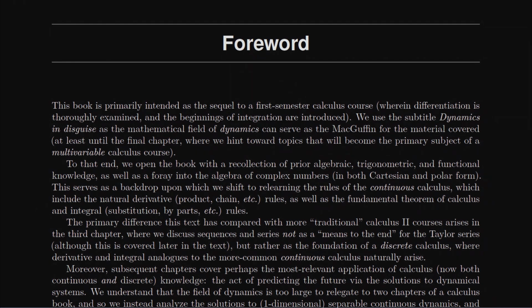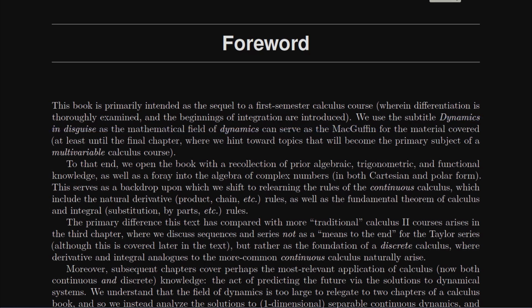So we should think about this as a sequel to a first semester calculus course. And we use this subtitle, Dynamics in Disguise, because the mathematical field of dynamics can really serve as a MacGuffin. A MacGuffin is a film and media studies term which refers to a device which propels the plot forward. It's something that the characters pretend they need to achieve, but in reality the actual meaning, moral, and plot of the story is different from the MacGuffin. But we're thinking about dynamics in this course as our MacGuffin, some way to help us motivate what we're learning. Now, what do I mean by dynamics?